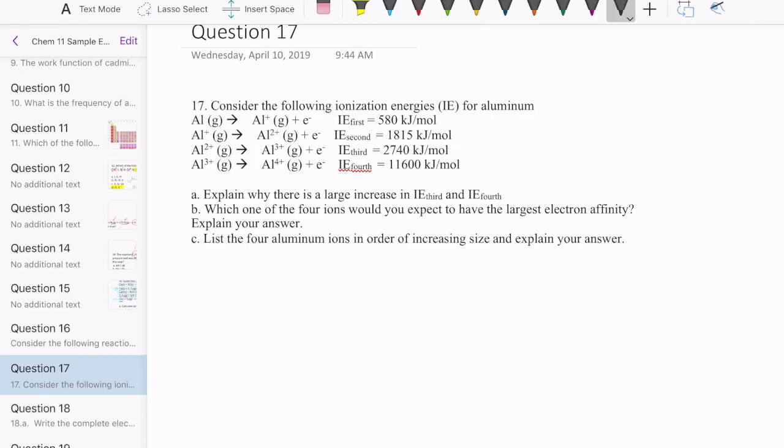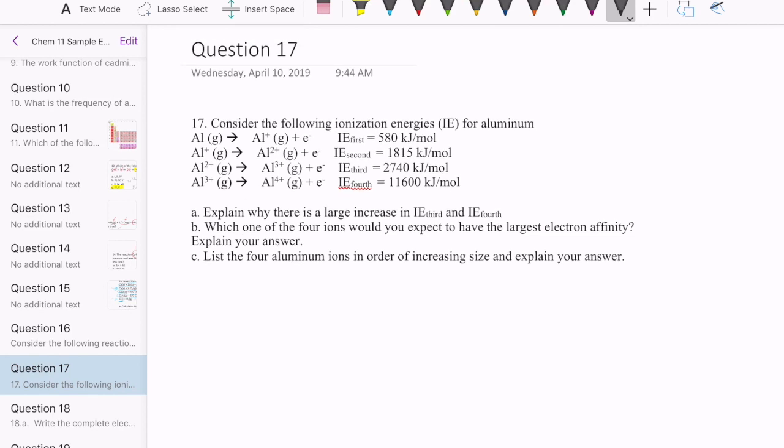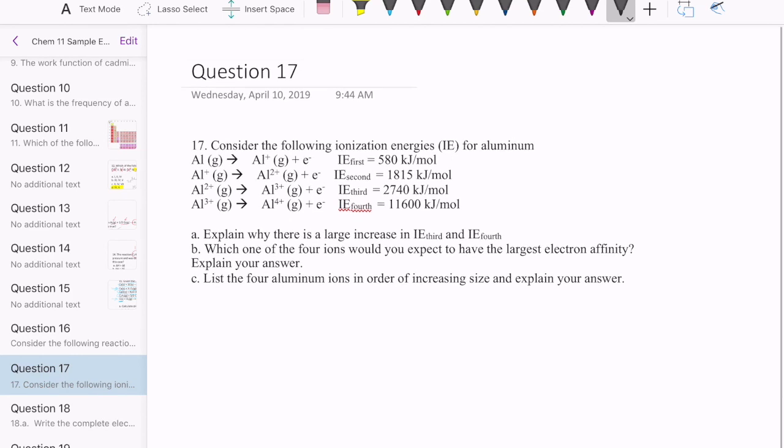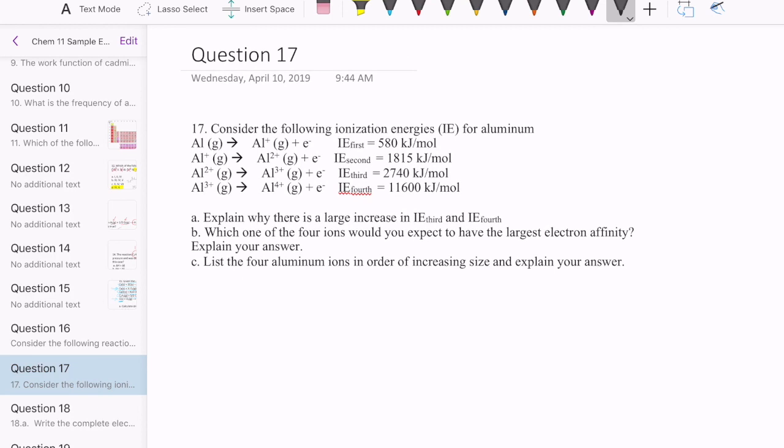Hi everyone, let's take a look at question 17 in sample exam 3 Chem 11. This question is about trends in the periodic table, something we learn in quantum chemistry, and specifically this is talking about ionization energies. So let's take a look at the question. It gives you 4 different ionization energies for aluminum, and just as a reminder, ionization energy is referring to the energy needed to remove an electron.